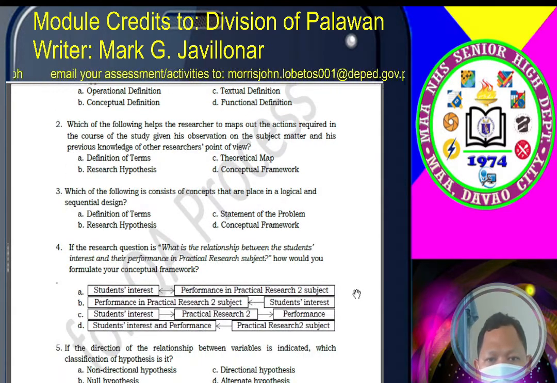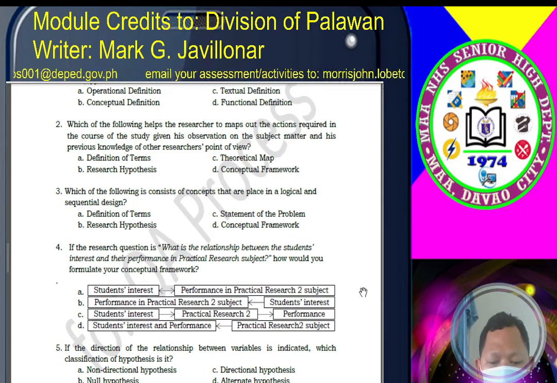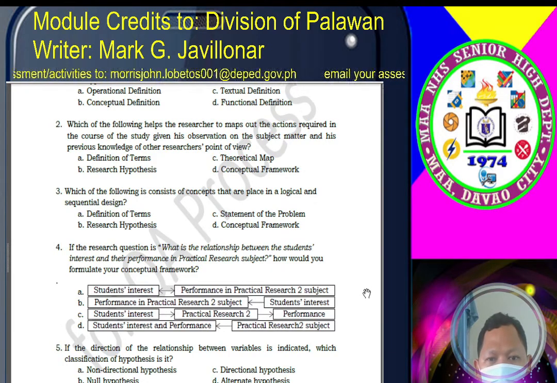Number 3. Which of the following consists of concepts that are placed in a logical and sequential design? A. Definition of terms. B. Research hypothesis. C. Statement of the problem. D. Conceptual framework. The correct answer is letter D, conceptual framework.